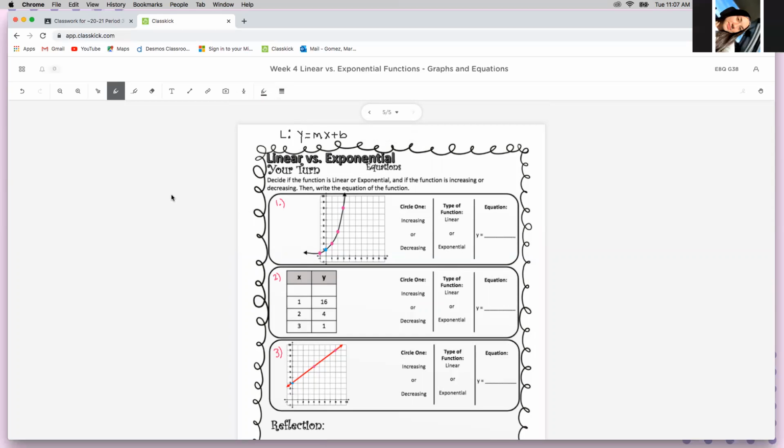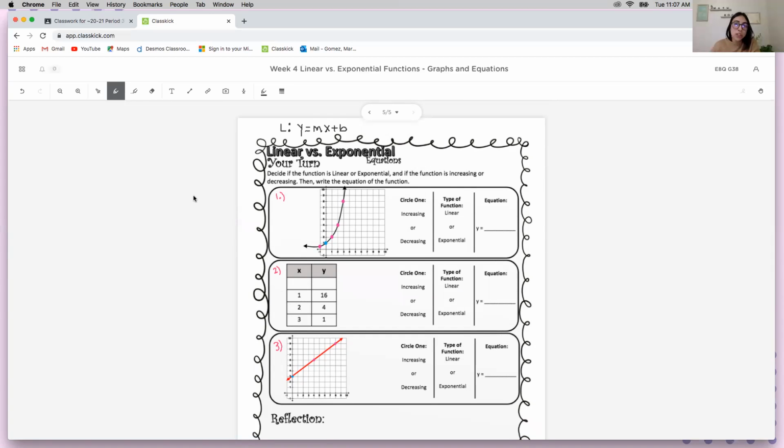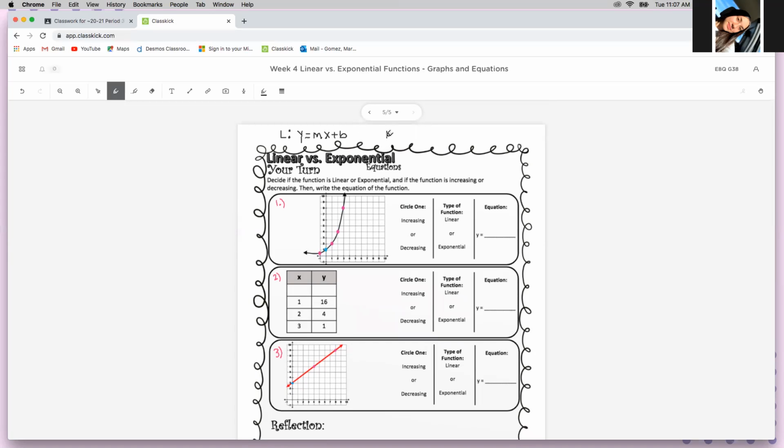Miss Gomez, are you gonna help us with these? Like after we do them on our own, are you gonna go over them with us? Yes, you're gonna do them on your own. I'm gonna give you some time and we're gonna check your answers. Are you gonna go over all of them or only some of them? I think we have enough time to go over all of them. Okay, 'cause I was gonna say we don't. The main one, if you could go over number 2.